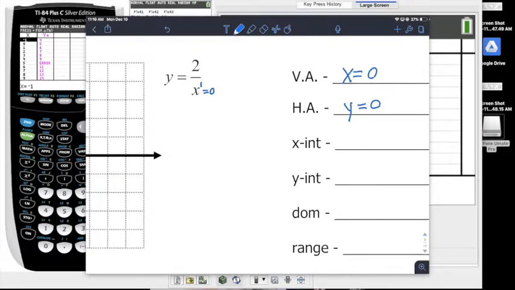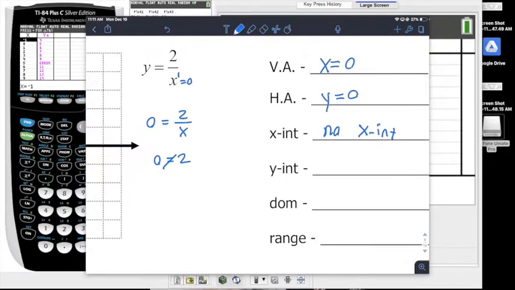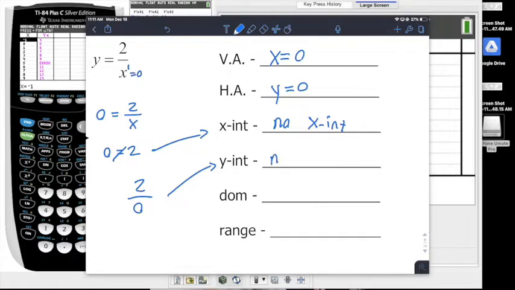Okay, x-intercept, you can plug in 0 for that left-hand side. Really, you can just set 0 equal to the numerator, because when you multiply, your denominator is going to cancel out. So 0 does not equal 2. That can't ever happen. That means there is no x-intercept. Here's the weird thing with this one, y-intercept. If I go plug in 2 divided by 0, you can't do that. Your calculator is going to give you an error, so that means there's no y-intercept on this one.